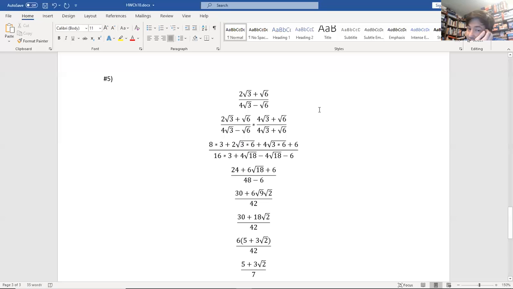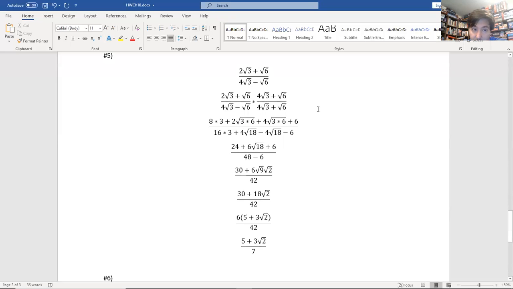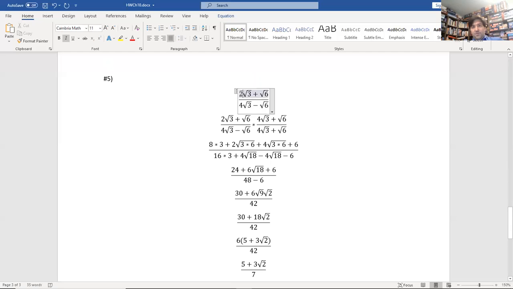For the next problem, it's a very similar sort of goal here. You've got 2 root 3 plus root 6 over 4 root 3 minus root 6. Again, to get rid of roots where you're adding or subtracting stuff, you're supposed to use the conjugate. So if this is 4 root 3 minus root 6, we're going to leave it the same, but just change the sign. Make it 4 root 3 plus root 6. Whatever's down here has to be exactly the same as what's on top, and you do that on top and on bottom. So now we're going to FOIL these things.